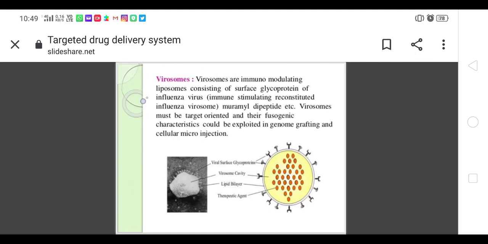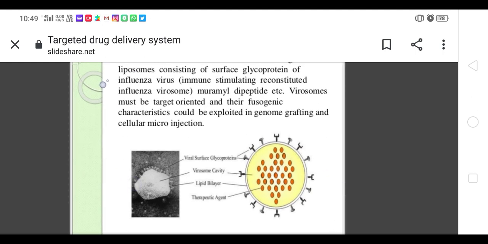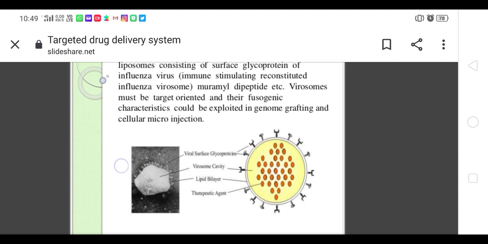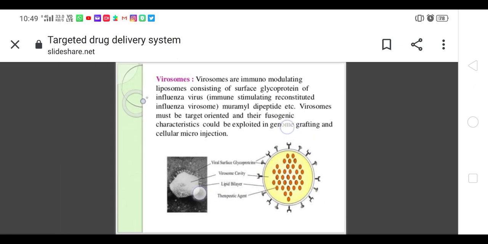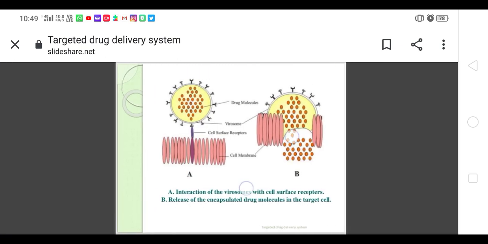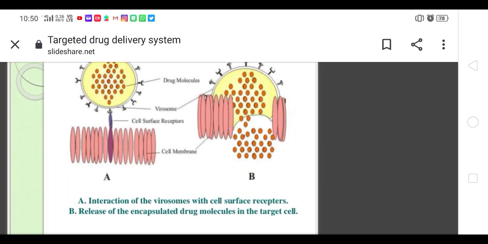Virosomes are immunomodulating liposomes, consisting of surface glycoproteins of virus, influenza virus, and immune stimulated reconstituted influenza virosomes. Muramyl dipeptide virosome must be targeted oriented, and the fusogenic characteristics could be exploited in genome grafting and cellular microinjection. See the structure of virosomes: lipid bilayer in the central virosome cavity, and on the surface there is presence of glycoproteins, and therapeutic drugs are encapsulated in the center. Okay, drug molecules in the center, complete virosomes.